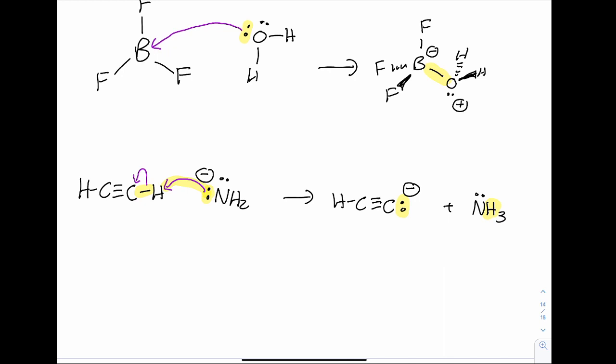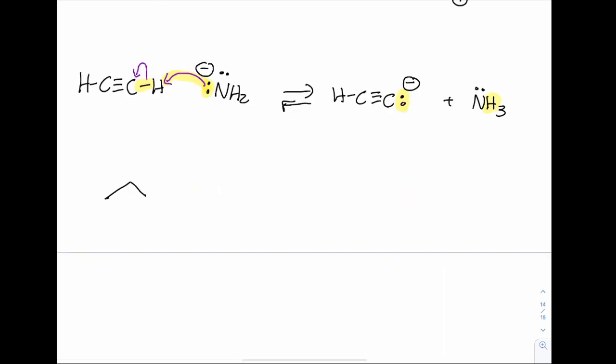Let's do one more. So a sulfur-containing compound, and then we'll react it with acetic acid. Let's actually draw that proton out. And we have a conjugate acid plus my conjugate base.